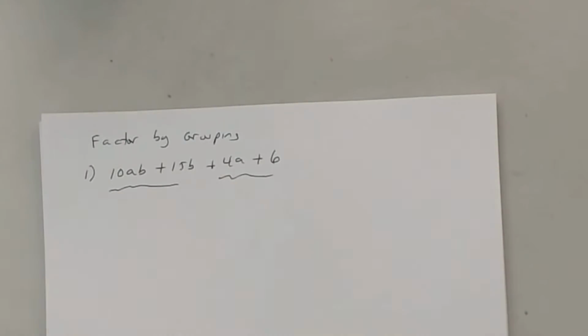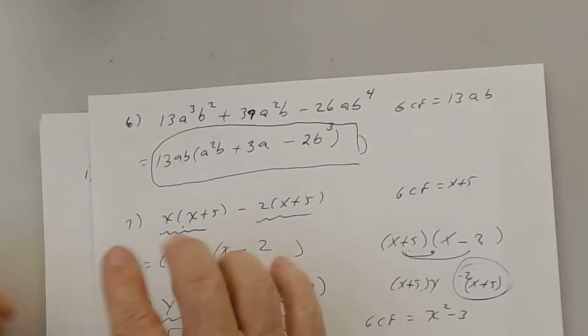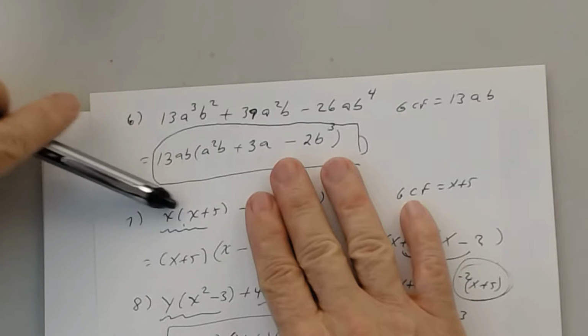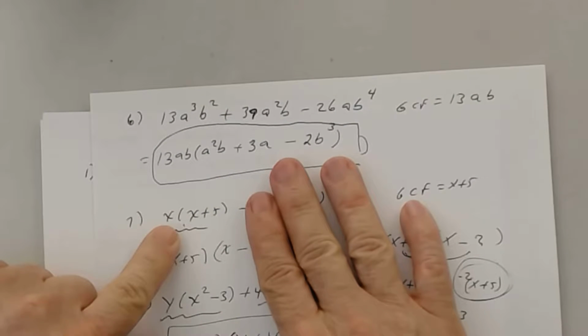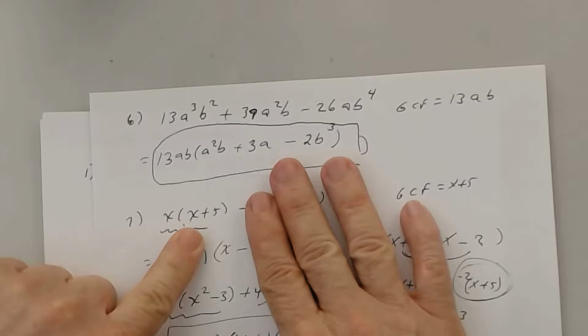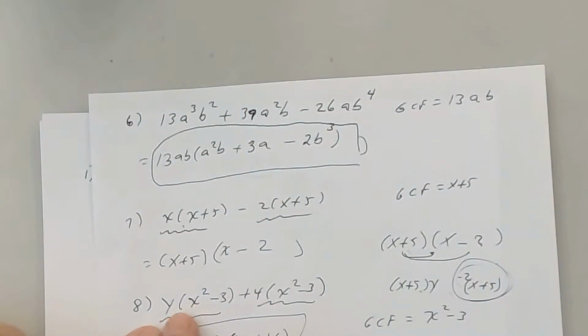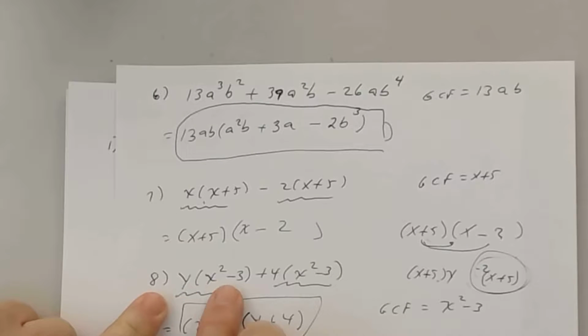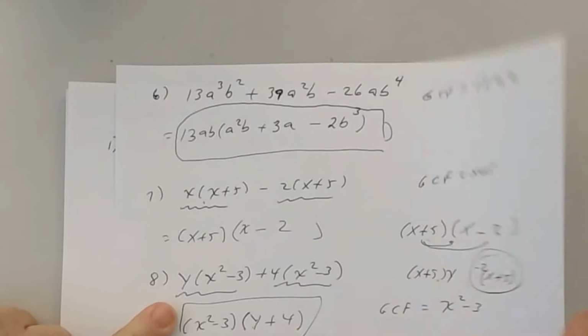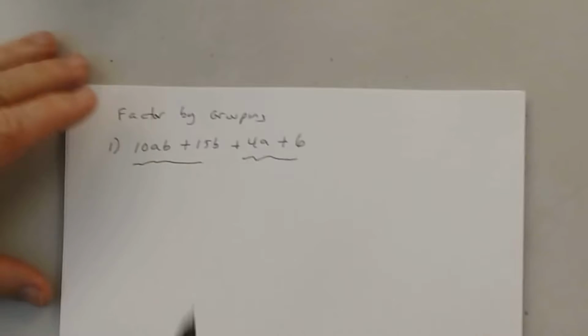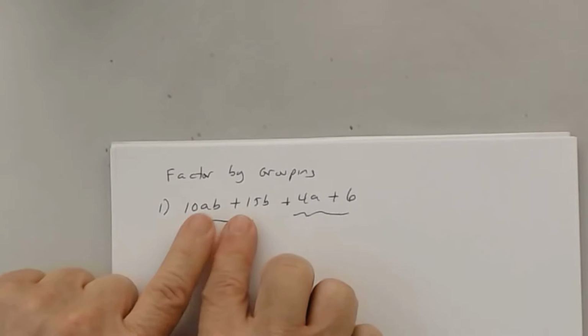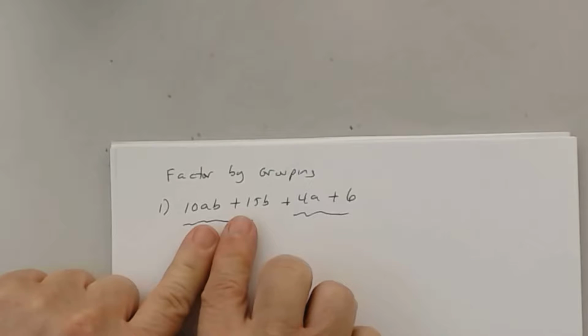Okay? Now notice when I underlined these right here, if I look at this group right here, those are factors. X is a factor, and what's the other factor? X plus 5. But notice that this is a product of factors, right? And this is a product of factors, y and x squared minus 3. So what you want to do is that same idea here. You want to rewrite these 2 terms as a product of factors.